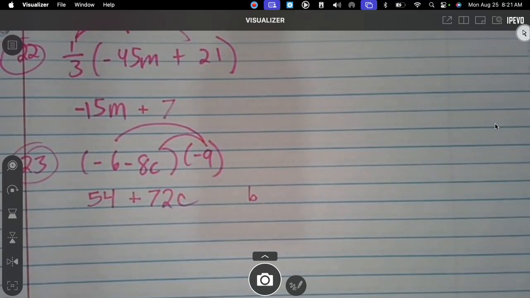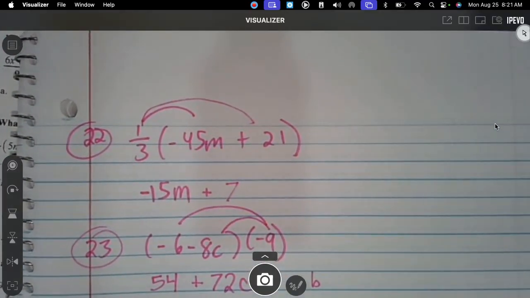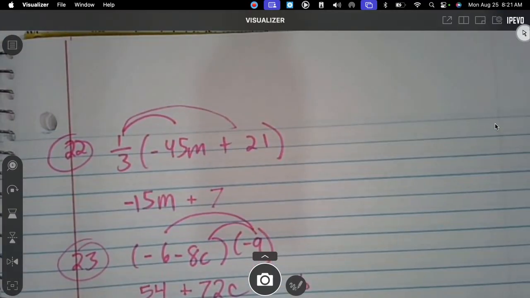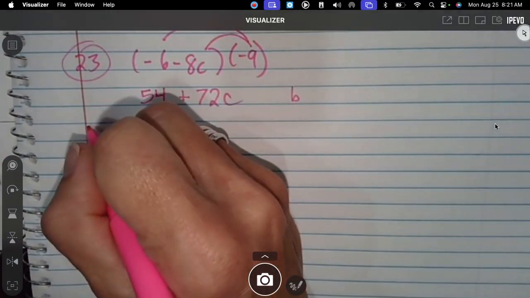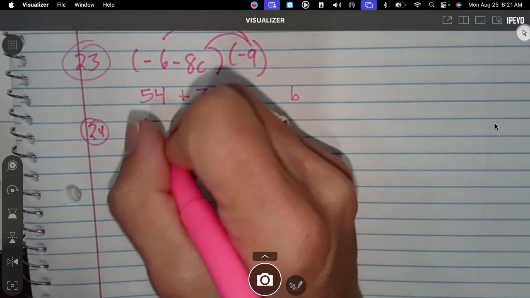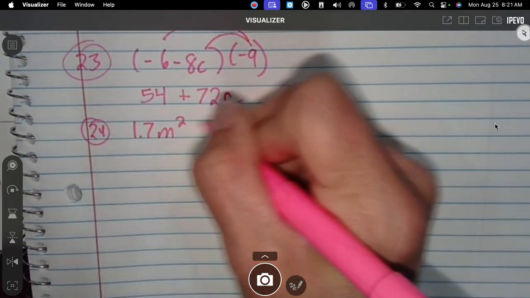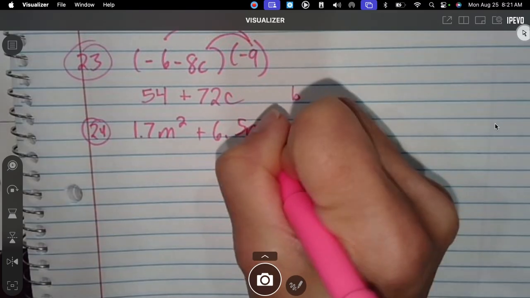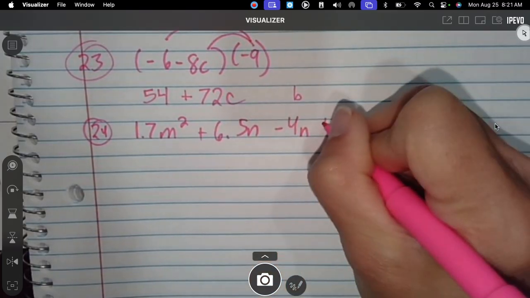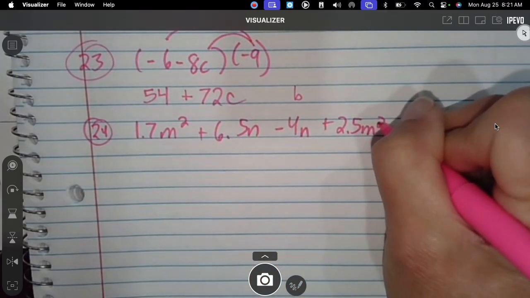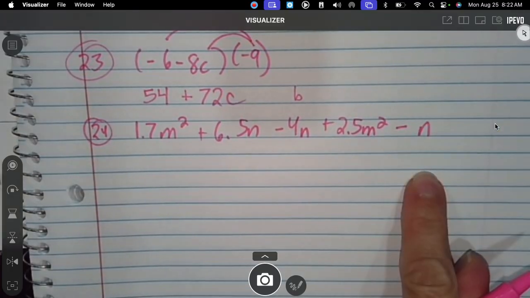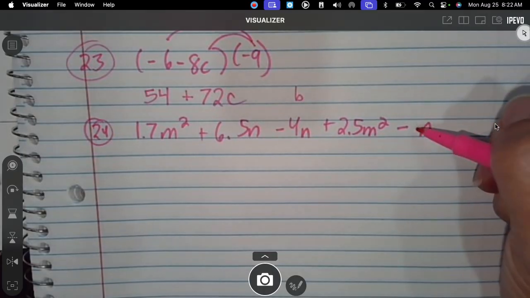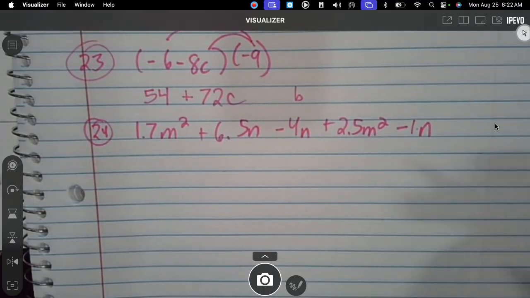Okay. Number 24. This one says, what is the simplified form? It doesn't mean we're solving. It just wants us to simplify it. So that's going to be adding like terms. 1.7m squared, 6.5n, 4n, 2.5m squared. And don't forget this minus n. There is one n right there. If you need to put the 1, put the 1. Normally I don't.